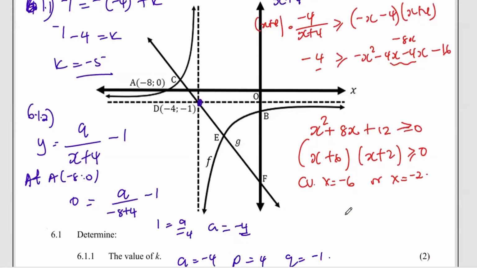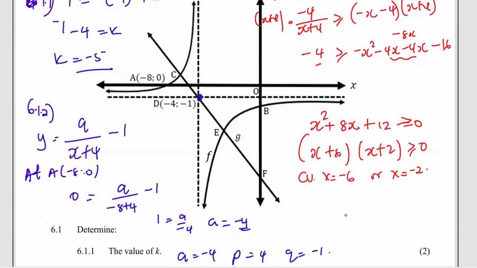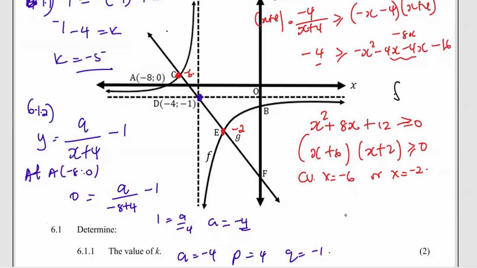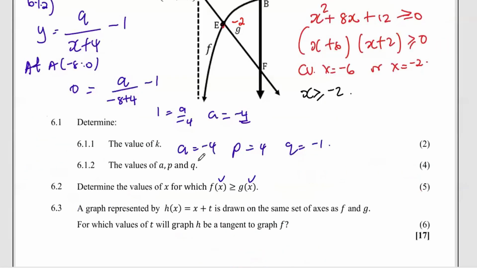Now, if these are the critical values, how do we represent that? So this is going to be negative 2, this is going to be negative 6. Now, for which values of x is the graph of f, f of x greater or equal to g of x? At this point, f can only be greater to the right-hand side. So x needs to be greater or equal to negative 2. Did the question have an equal sign?